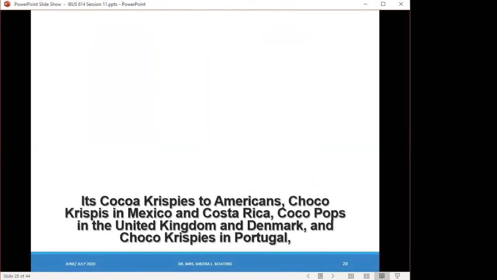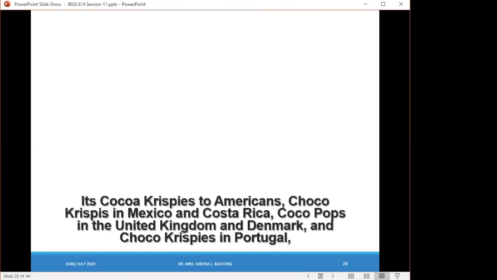Now, a typical example of packaging adaptation, again, in the FMCG industry is when we talk about Cocoa Pops. Please, we know about Cocoa Pops, right? Has anyone bought Cocoa Pops for their kids here before? Yes, please. So when we think of Cocoa Pops, you think about the yellow box with the monkey and everything. But when it comes to its sale in foreign markets, it's not the same as the one we know in Ghana.